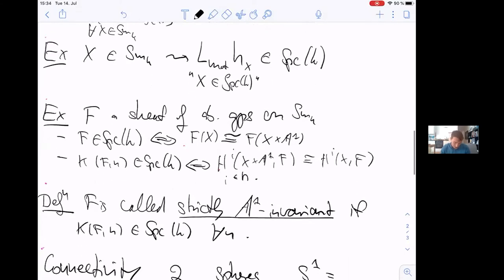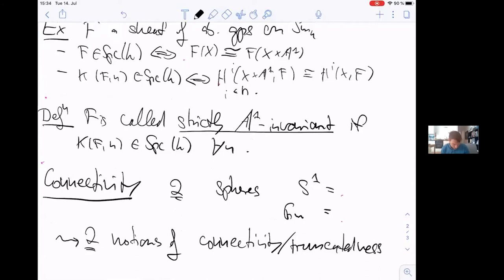Okay, so now we come somehow to something which is close to the heart of the whole thing, which of course, classically, is this notion of connectivity of a space. I already implicitly used it by saying that an Eilenberg-MacLane space is somehow particularly simple. What this has to do with is that you have some sort of sphere, and you build how you can attach spheres to your spaces, for example.